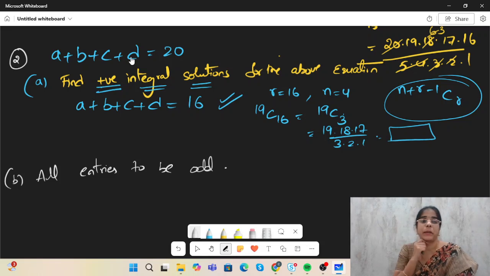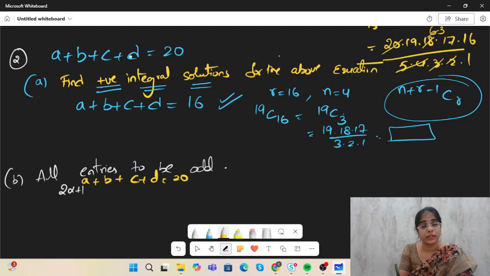There is a slightly different pattern that we have observed here. A plus B plus C plus D equal to 20, and they said all the entries are to be odd only. I want each and every element A, B, C, D to be odd, and odd notation is what? 2 alpha plus 1. See, I am reframing my question. I am given A plus B plus C plus D equal to 20, but how do I reframe it? A is my 2 alpha plus 1, B is my 2 beta plus 1, C is 2 gamma plus 1, and D is 2 delta plus 1, equal to 20.